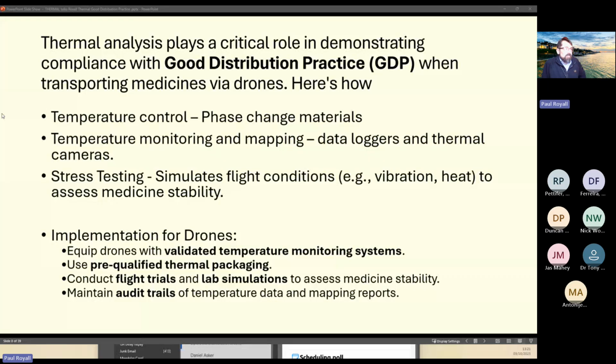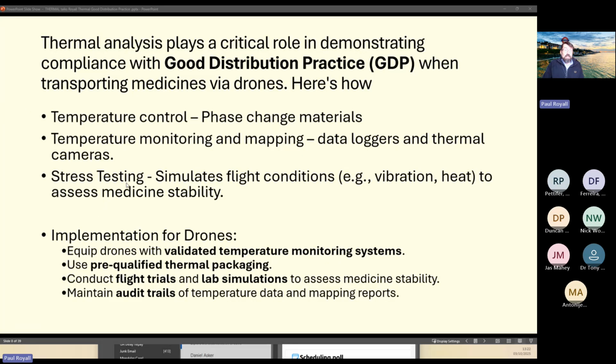Right, here we are. So thermal analysis, how does it fit in with good distribution practice? We need to control the temperature. We need phase change materials. And the simplest one is ice, isn't it? It goes from solid to liquid. And while it's going through that process, the temperature is going to remain the same at 0 degrees. We need to monitor the temperature. We need thermocouples. We need data loggers. And sometimes we need thermal cameras as well.